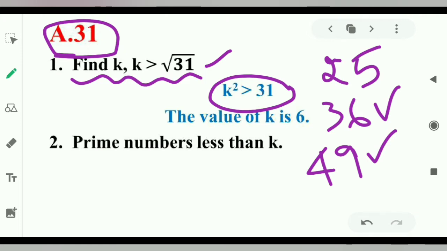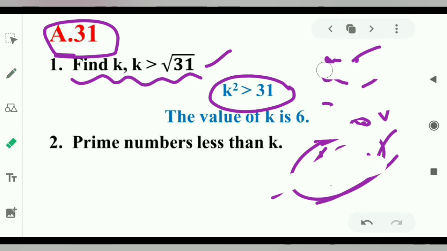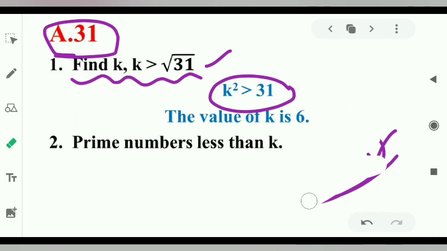Then why have we chosen 36 instead of 49? Because we have to find the value of k in such a way that it is the least number which satisfies the equation. 36 will satisfy the equation, 49 will also satisfy the equation, whereas 36 is the least square number which satisfies the equation, right? Okay, now we have to take 36. 36 is nothing but 6 squared, so the value of k is 6. Finally, we have found the value of k.